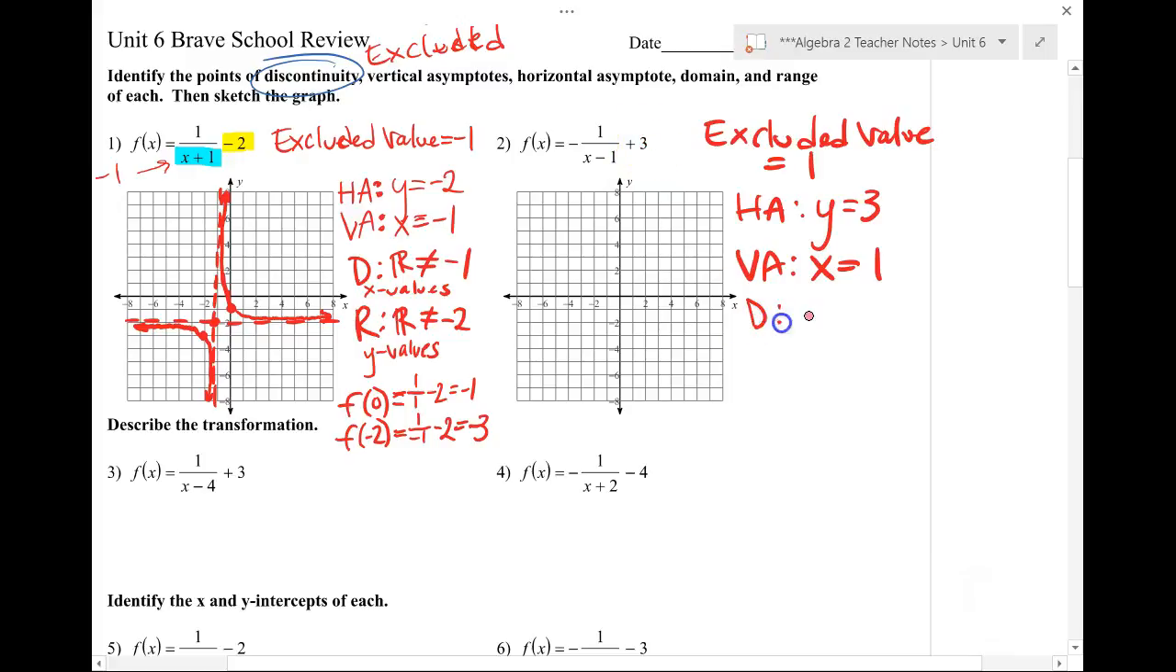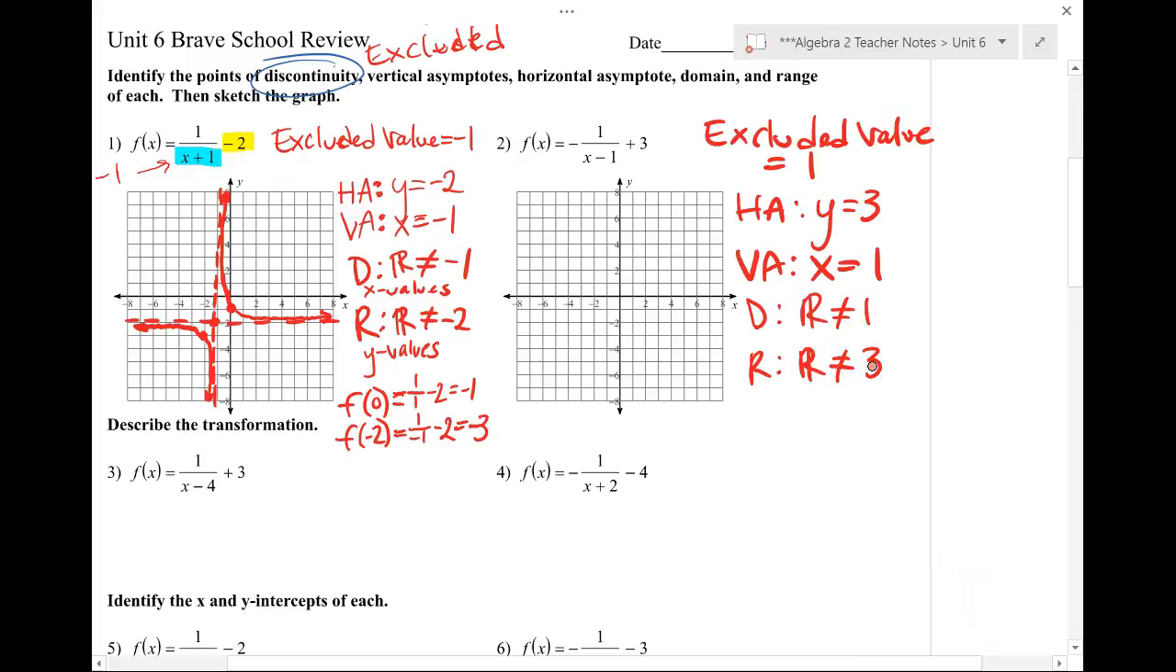Now for the domain. Remember, domain is all real numbers except for the same value as your vertical asymptote, because remember, the vertical asymptote has to do with the x values. And then the range, or y values, is all real numbers except for that same number as your horizontal asymptote. Y equals 3. So all real numbers except for positive 3.